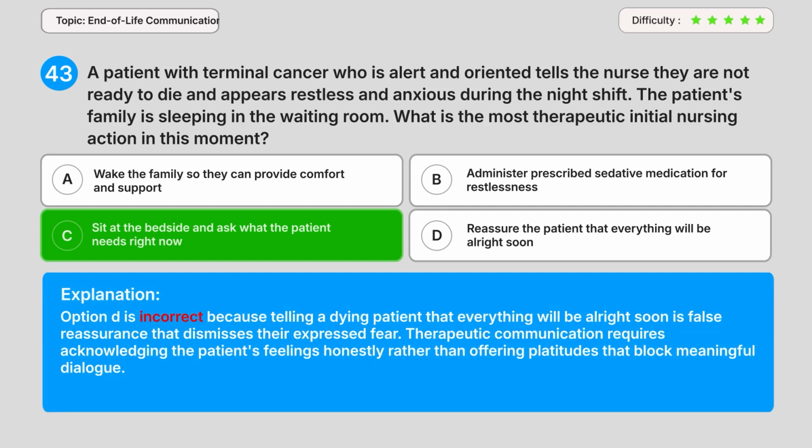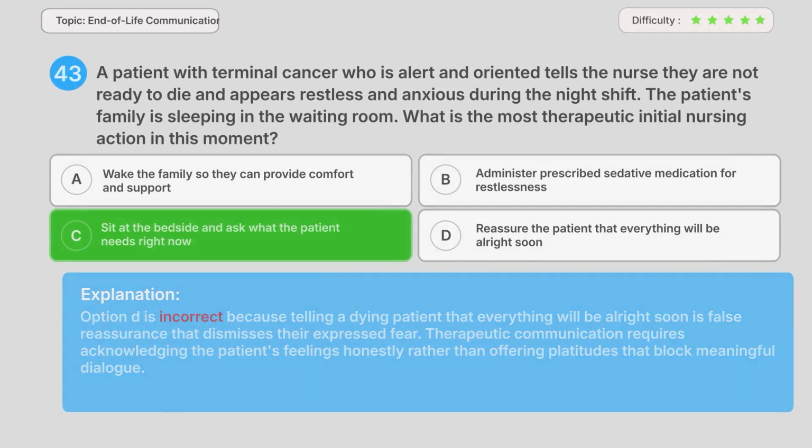Option D is incorrect because telling a dying patient that everything will be all right soon is false reassurance that dismisses their expressed fear. Therapeutic communication requires acknowledging the patient's feelings honestly rather than offering platitudes that block meaningful dialogue.